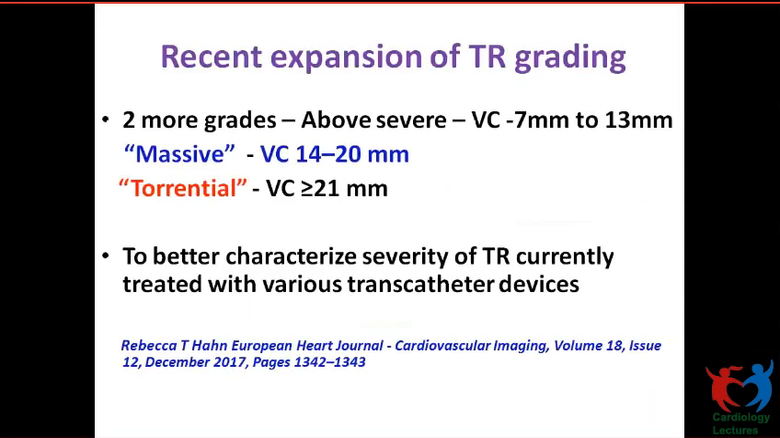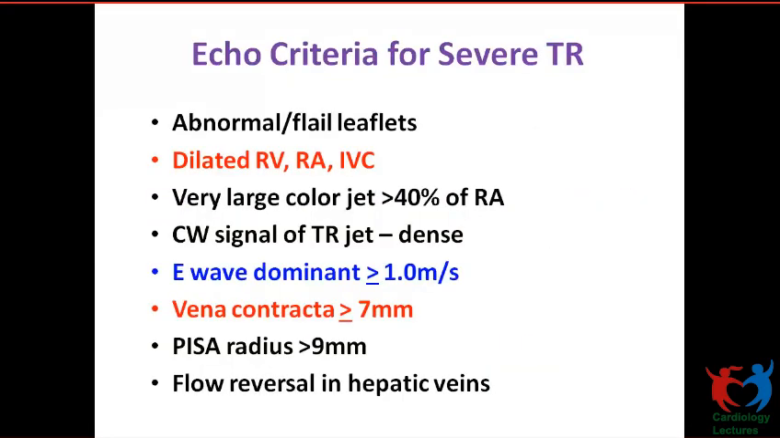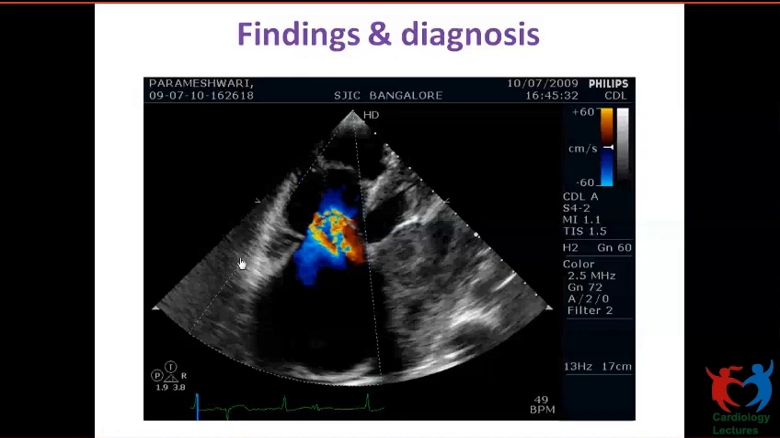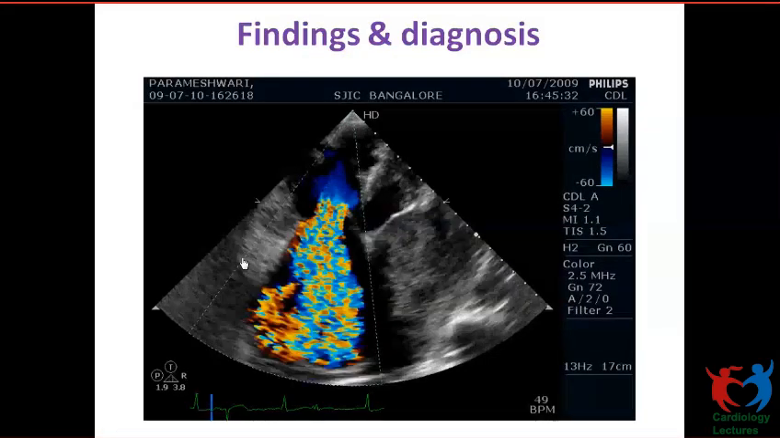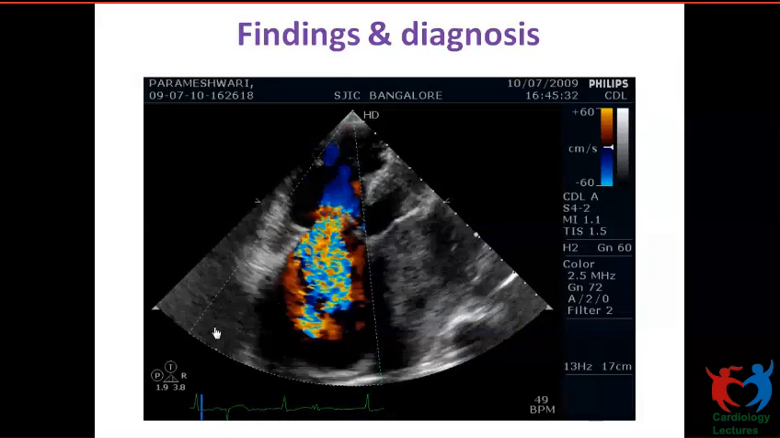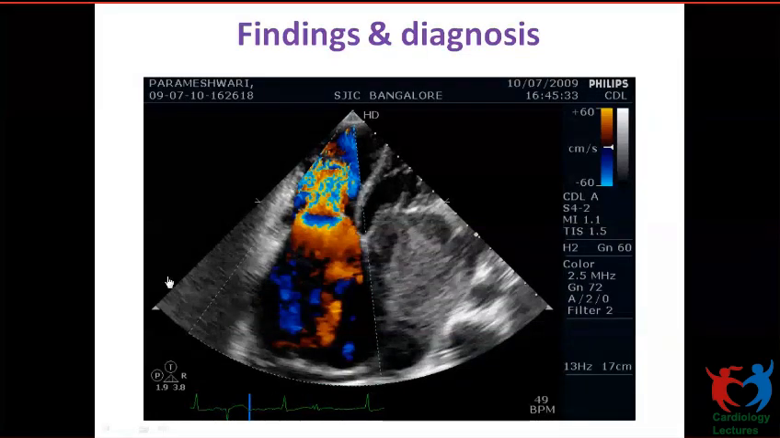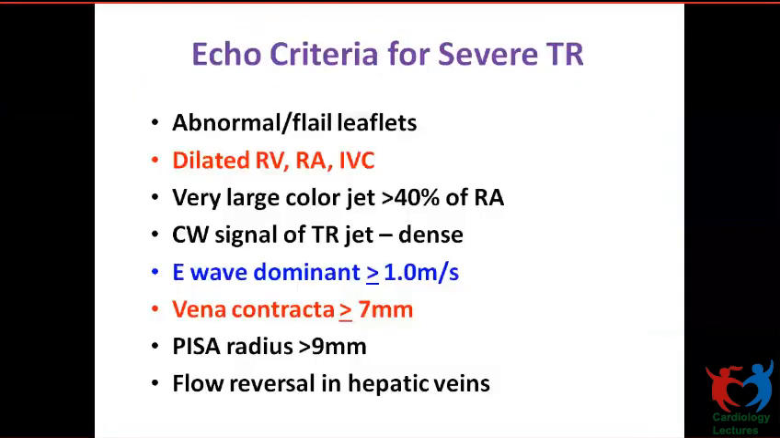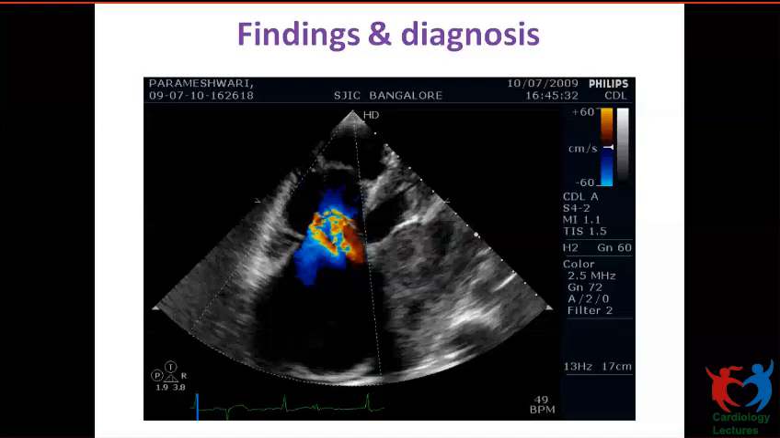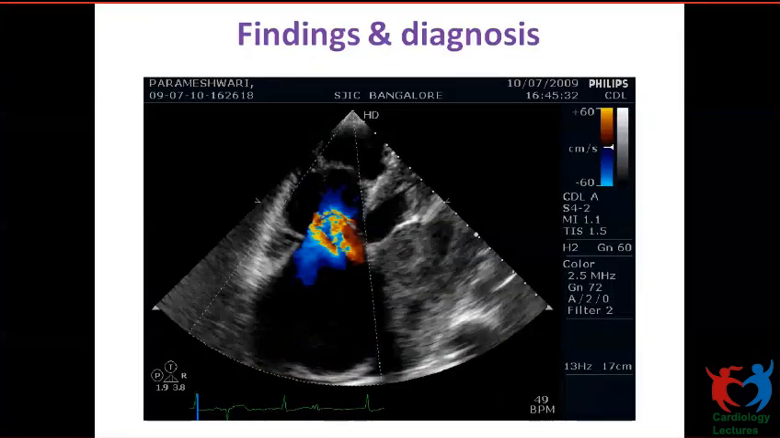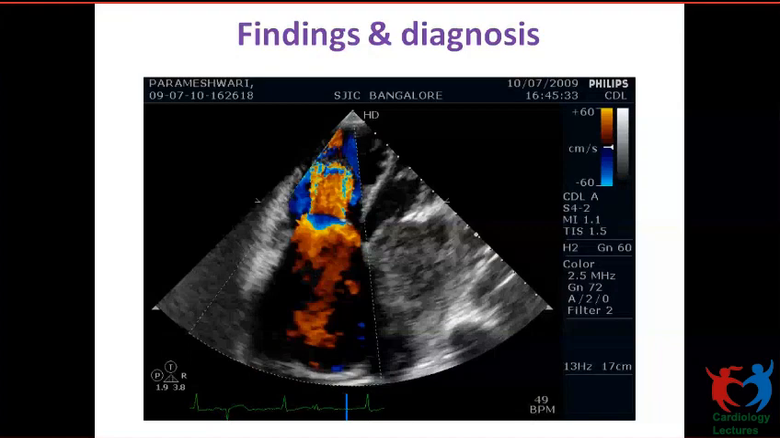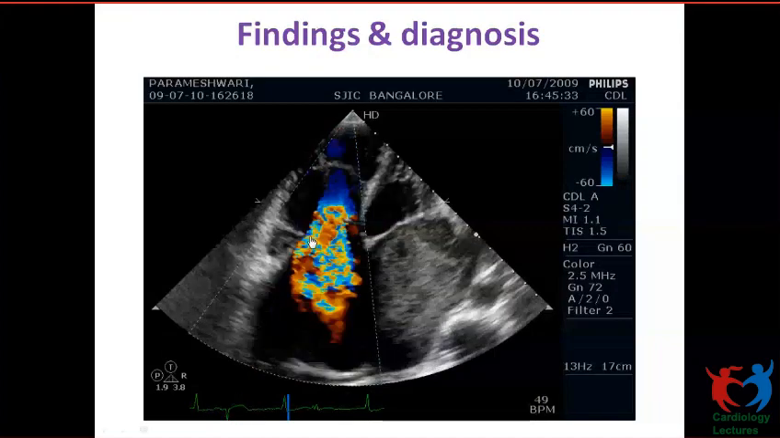Ma'am, one doubt. This TR vena contracta, ma'am. For this massive and torrential, the differentials they've given, should we take the vena contracta average in two views or in a single view? Vena contracta, how do you assess? Similar. Take the widest one. So here you can assess, if you freeze it somewhere, from here to here. It's more than 20 again. So here it is 20.